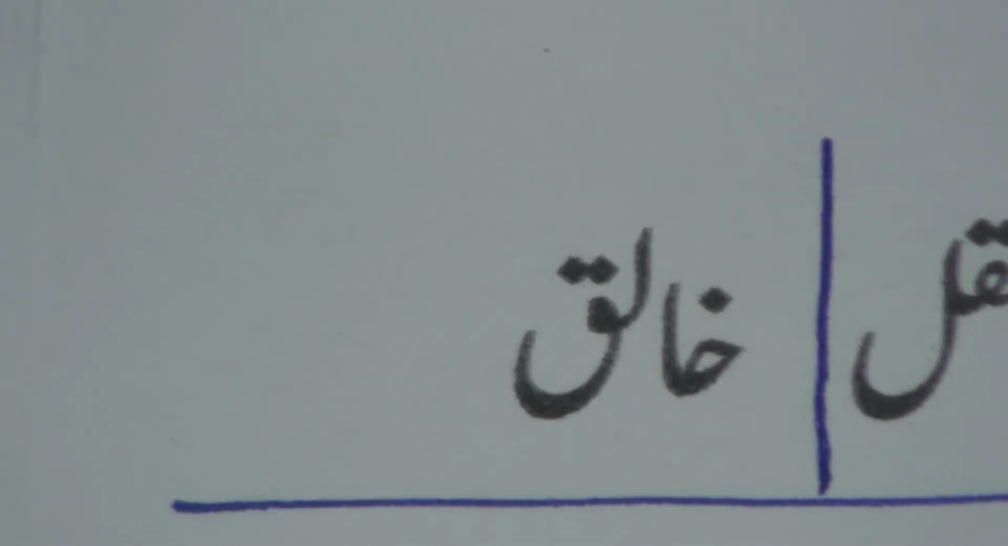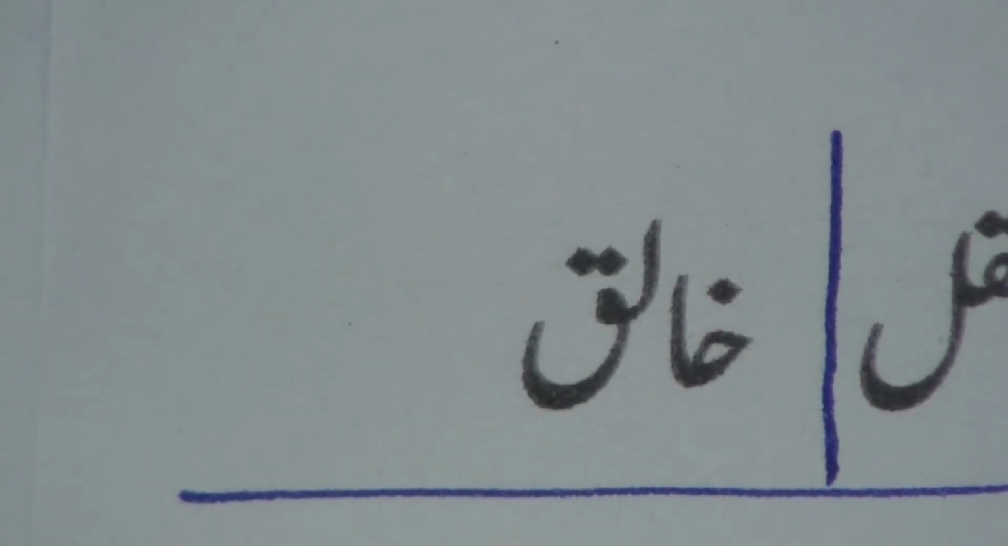And khaliq. In this word, qaf is at the end of the word. Khe, alif, lam, qaf. Khaliq means creator. The word is used mainly for God.